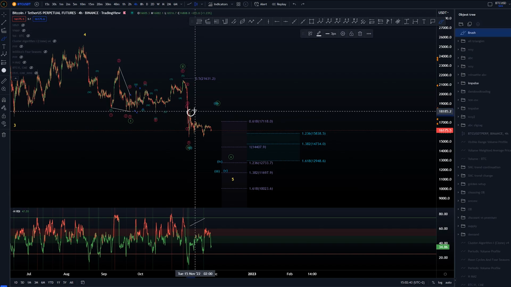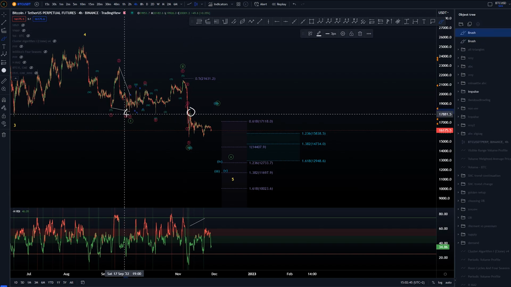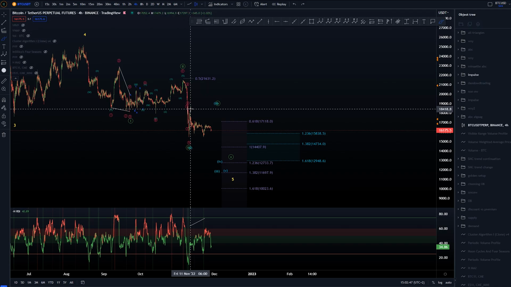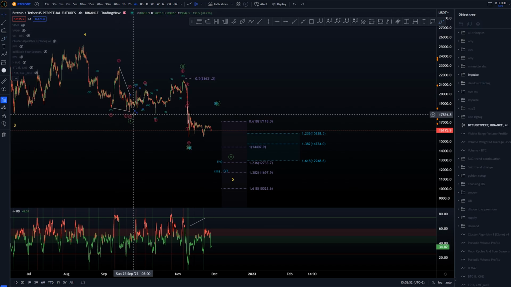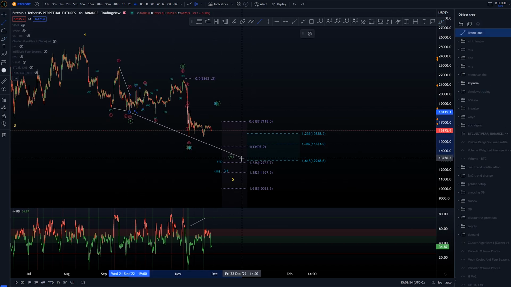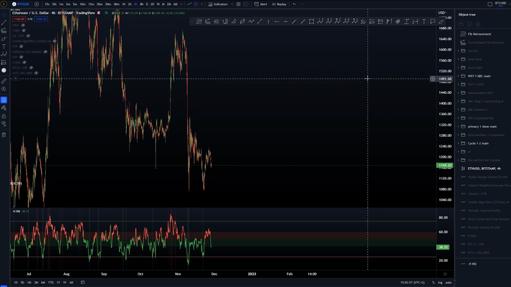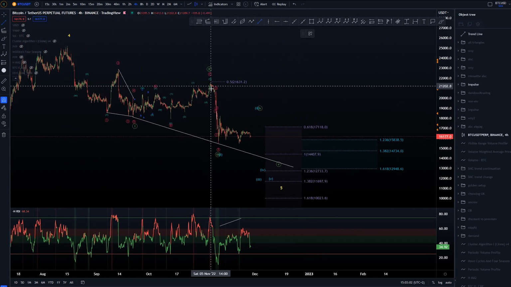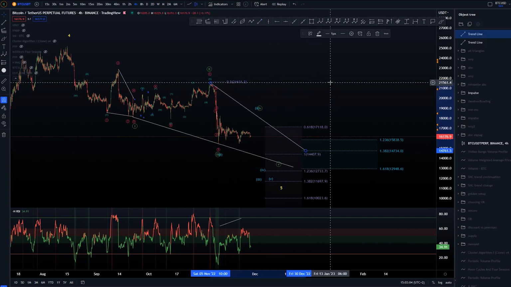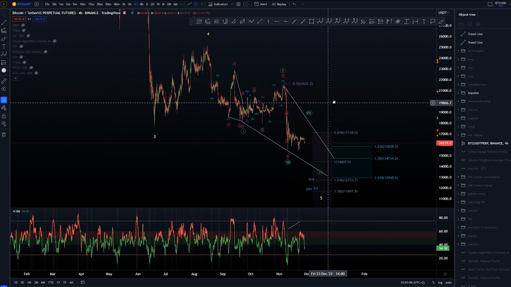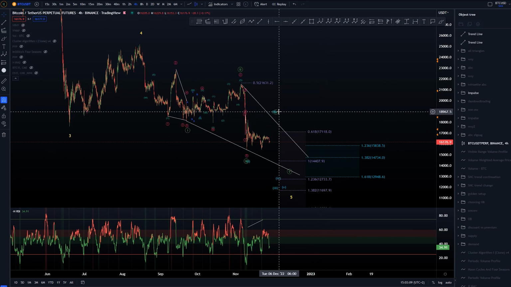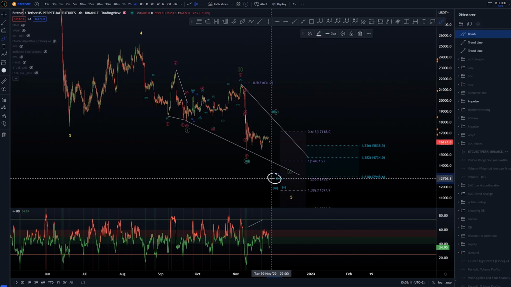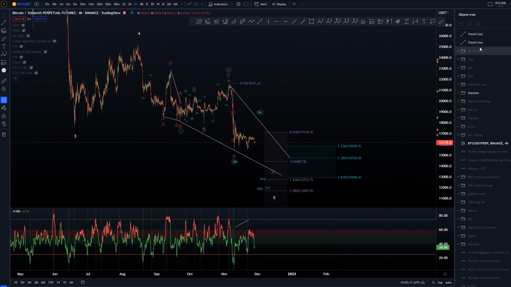We already have overlap between this structure over here and this structure over here, which makes it so that this wave 4 has the overlap. So what we're looking at here is actually a diagonal pattern. Oops. Let's go back to BTC and do some of that. So that would be the idea here, what we would be expecting. But I'm going to still leave the lower degree wave structures in here as a potential possibility as well.